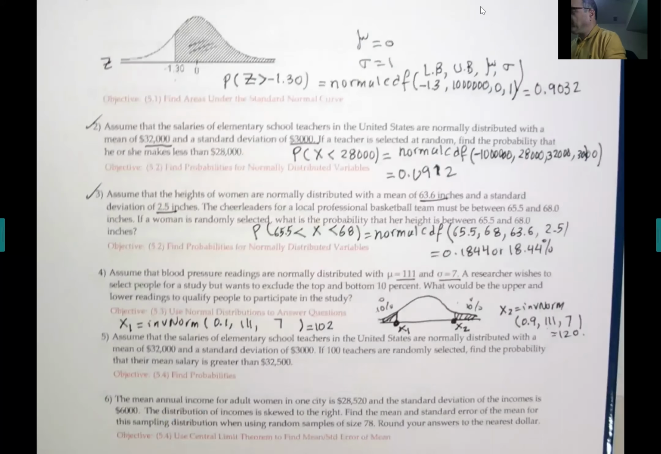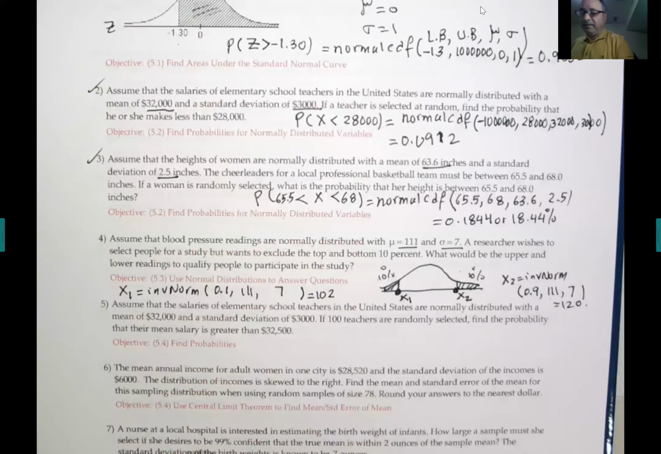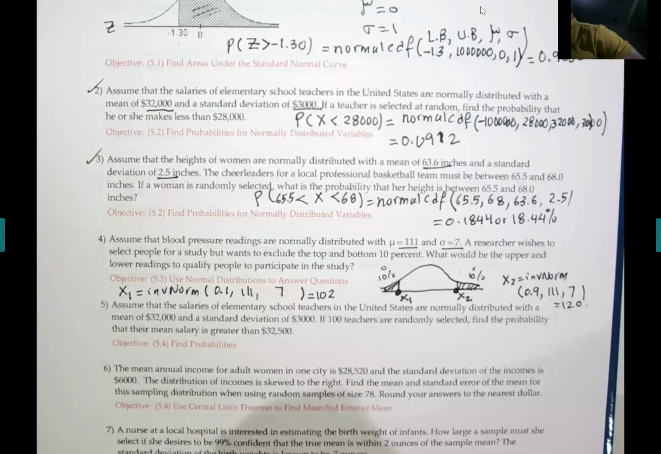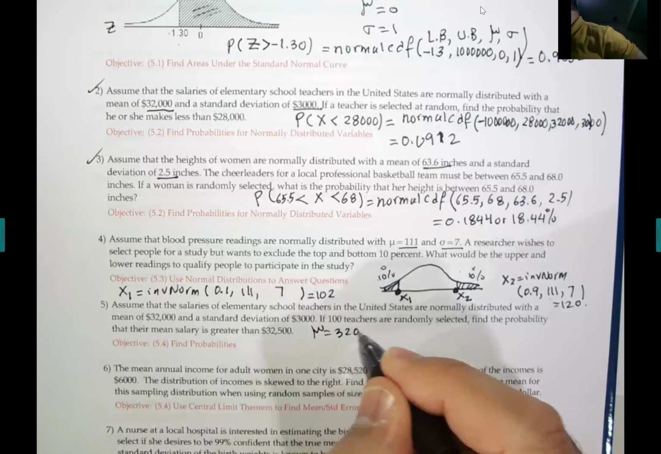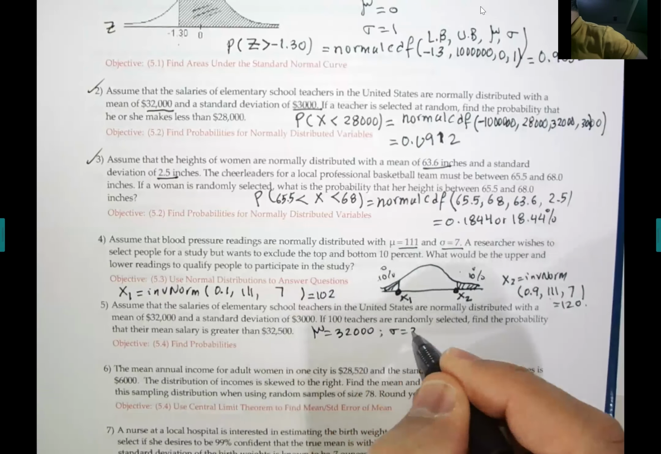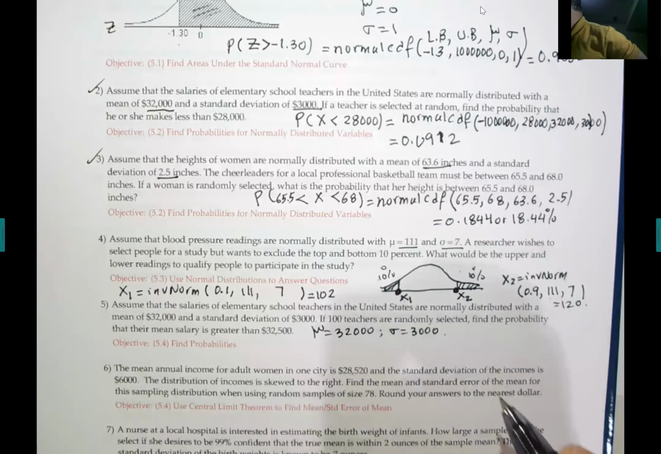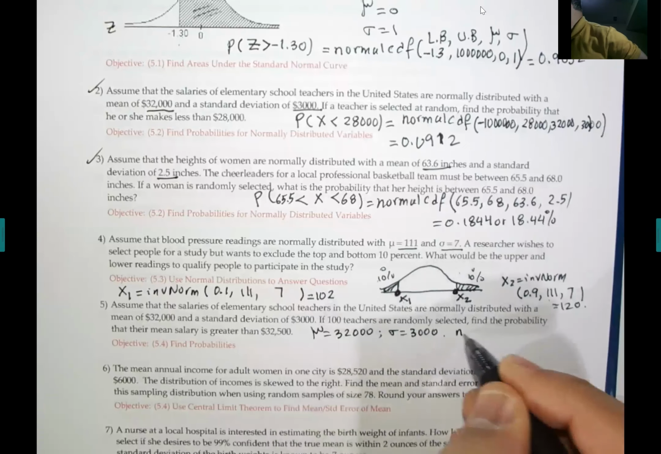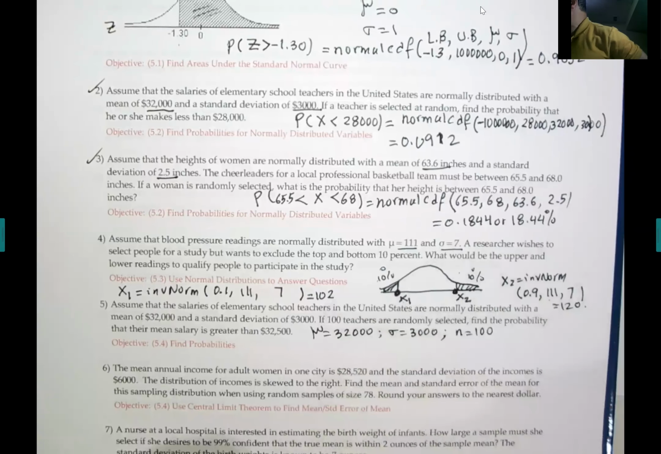All right, number 5. Okay, number 5 is for my students taking the course on campus, section 5.4. And my students in section 98, 99 is section 8.1. Assume that the salaries of elementary school teachers in the United States are normally distributed with a mean of 32,000 and a standard deviation of 3,000. If 100 teachers are selected at random, so it's not about one person anymore, it's 100 of them, what's the probability that they have a mean salary greater than 32,500?